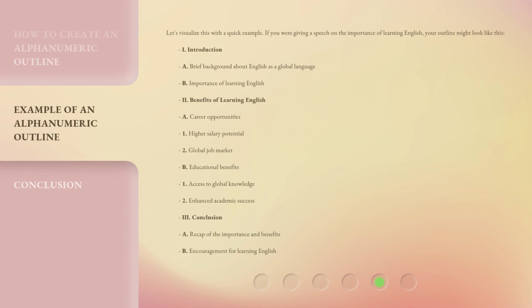Let's visualize this with a quick example. If you were giving a speech on the importance of learning English, your outline might look like this. I. Introduction. A. Brief background about English as a global language. B. Importance of learning English. II. Benefits of learning English.